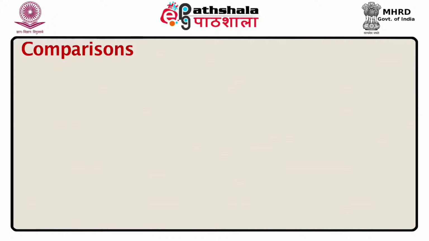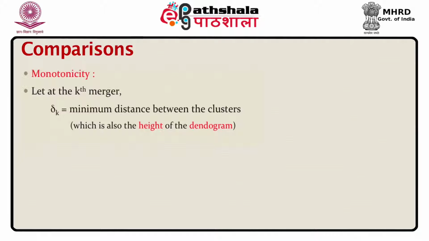But then the question arises as to which clustering method we should use. So we need to compare between the different clustering methods. For comparisons, there should be certain criteria. The first of these criteria is the monotonicity criterion. What is meant by monotonicity?